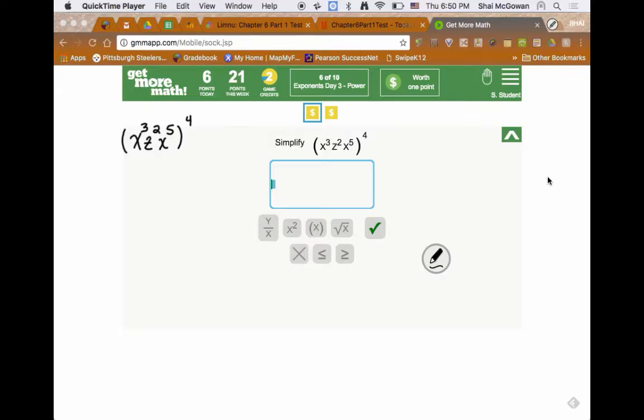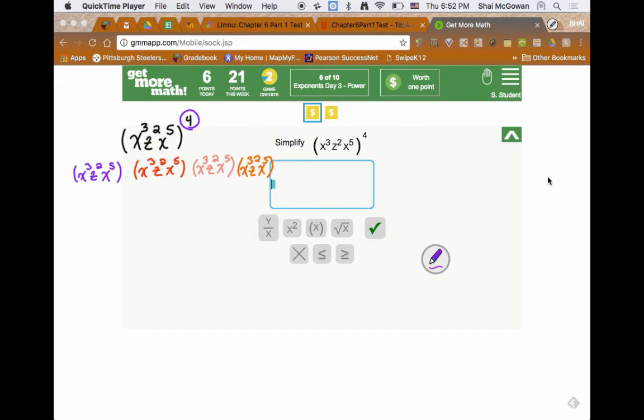Example 3. x to the third, z to the second, x to the fifth, raised to the fourth power. So again, this is going to make you take it 4 times. So you're going to have x to the third, z to the second, x to the fifth, that's 1. Then x to the third, z to the second, x to the fifth, that's 2. Then that's 3. And that's 4. That's 4 times. And now you're going to have to expand each of these as you go.